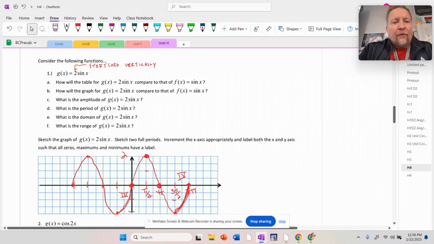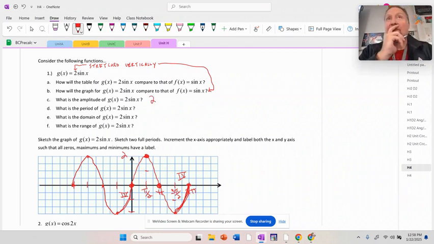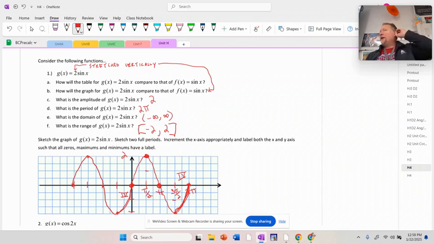So, how will the table for g of x look, then? Your high and low points are 2. How will the graph compare? That's what I said right here. It's stretched vertically. What is the amplitude? That's the change. The amplitude is now 2. What is the period? No change, 2 pi compared to the parent. What is the domain? It's still all real numbers. Still no change there, but certainly a change in the range. We go from 2 to -2 now. And then again, hammering down the point, you go 2 up and 2 down from the middle. That's why the amplitude is 2.